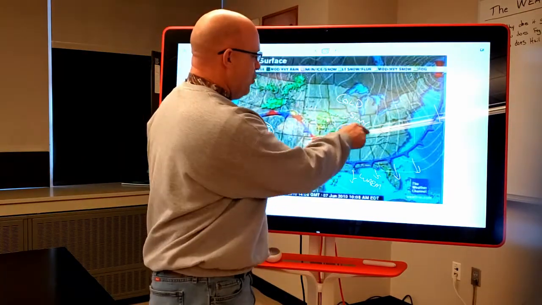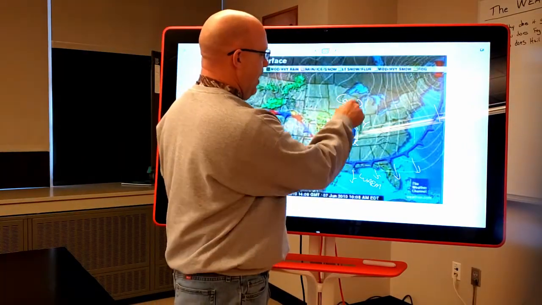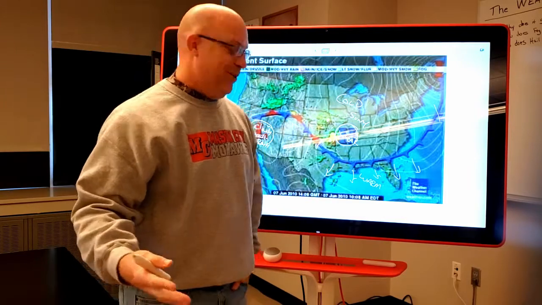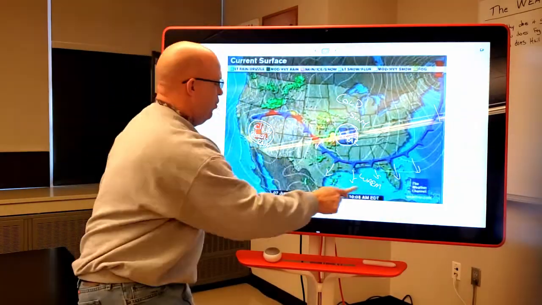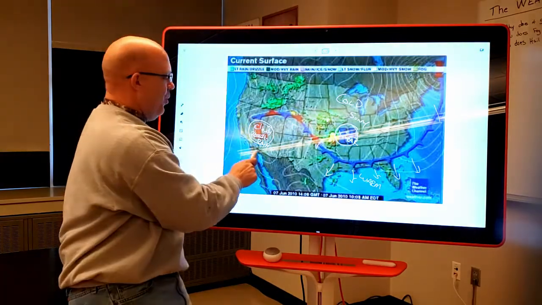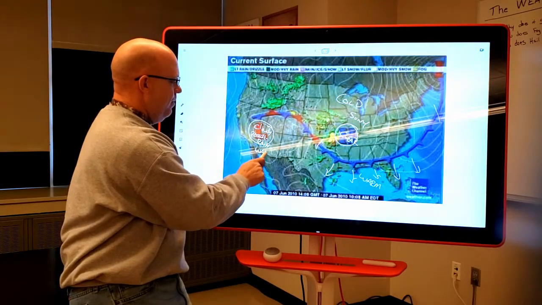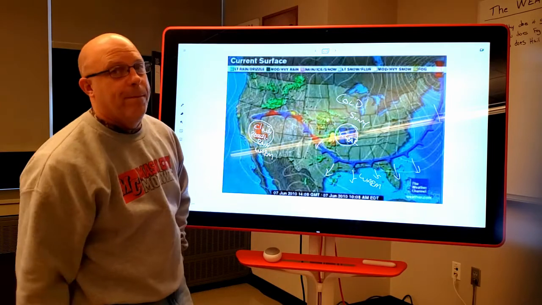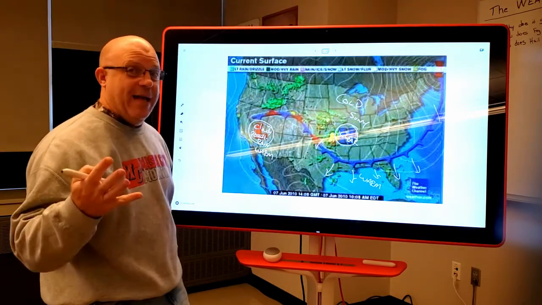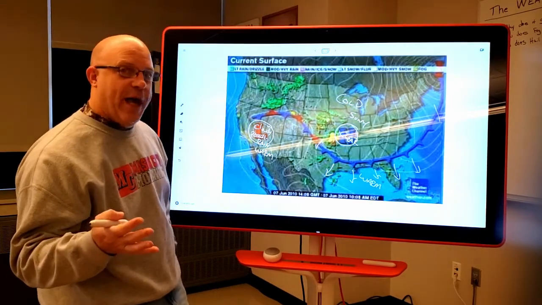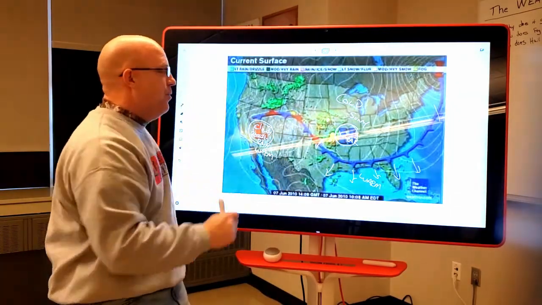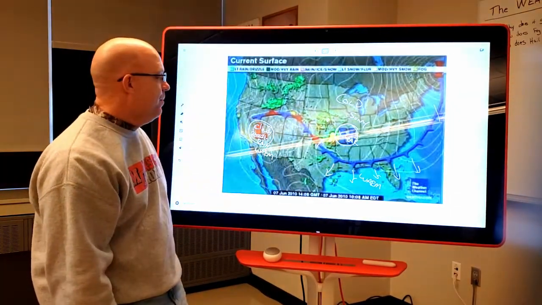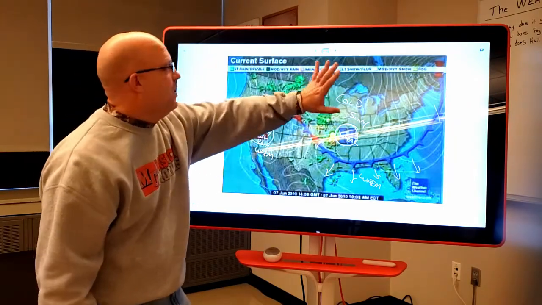So now we can add to our forecast right here: sunny, clear, and cold. Over here, because it's on the warm side, this is cloudy, possible rain, and warm. And really, that's 90% of your forecast right there. If you know these symbols, you can generally predict what's going to happen. All right? I'm hoping you get this.